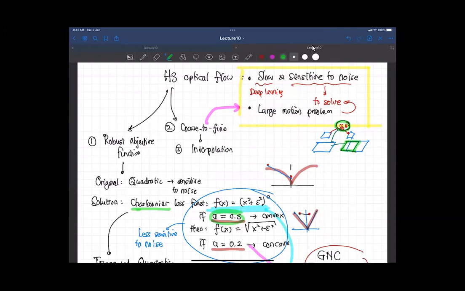Any questions here? So that's why the interpolation comes in here.